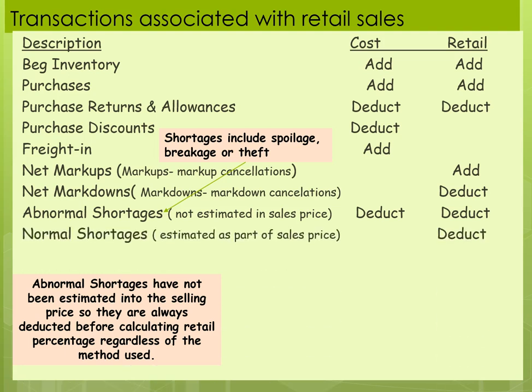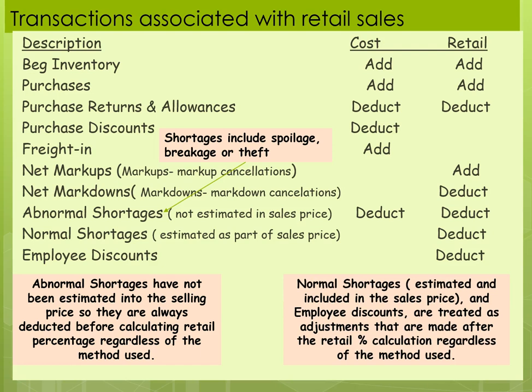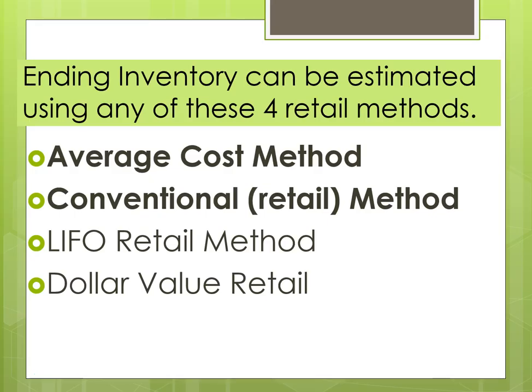Normal shortages are estimated as part of the sales price. Normal shortages are estimated and included in the sales price, and employee discounts are treated as adjustments made after the retail calculation regardless of the method used. So remember, abnormal is before the percentage; normal and employee discounts are after the percentage calculation. In this presentation, we're going to go through average cost and conventional retail.